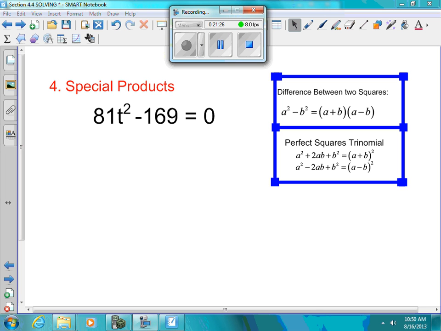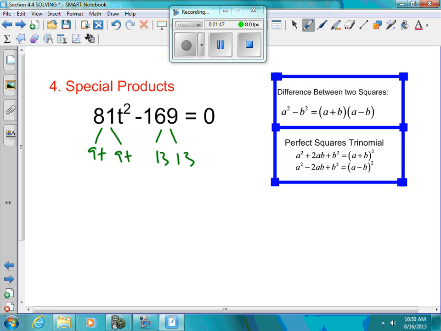So I noticed that 81 and 169 could possibly have some terms that they could factor out. But 81 and 169 are perfect squares. 9 times 9 is 81, so 9t times 9t is 81t squared. 13 times 13 is 169. Now, possibly could we divide stuff out? Possibly, but I'm noticing that 13 is a prime number. That tells me that there probably aren't a whole lot of other factors that are going to divide 169 other than 1. So we can combine these together. 9t minus 13 times 9t plus 13.